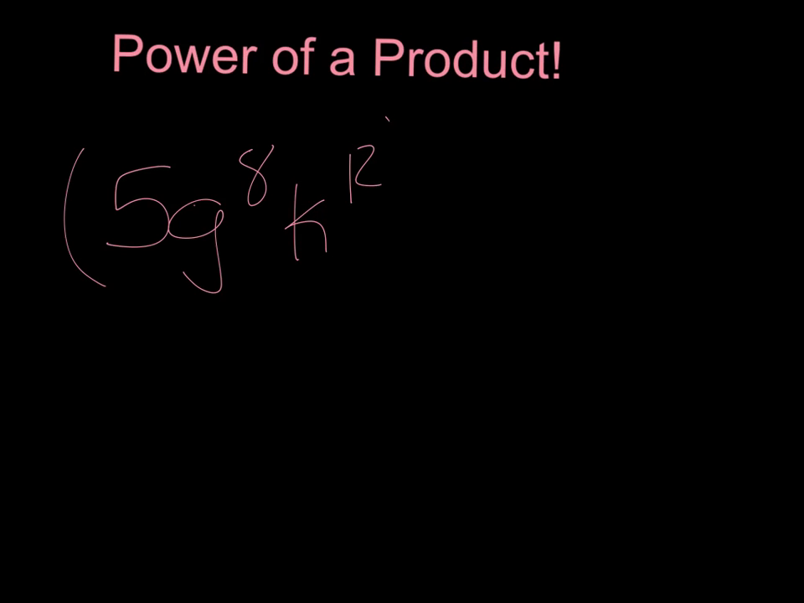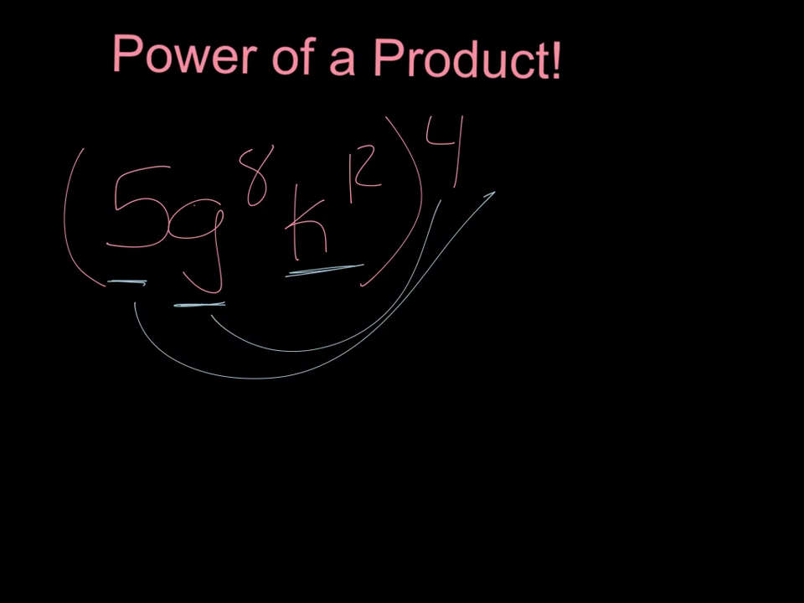As we start to look at powers of products, that means we have products or multiplication happening and then taking those things to a power. So I'm looking at one example from our book, and I have 5 times g to the 8th, k to the 12th, and you're raising that all to the 4th power. What that means is since we have this product here, we have 5 times g to the 8th times k to the 12th, every single one of those products has to go up into that fourth power.